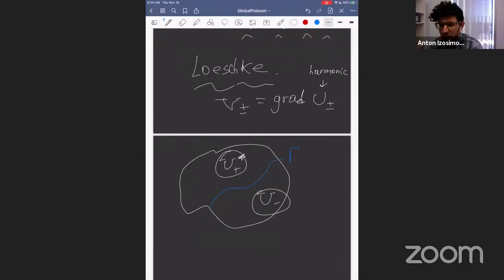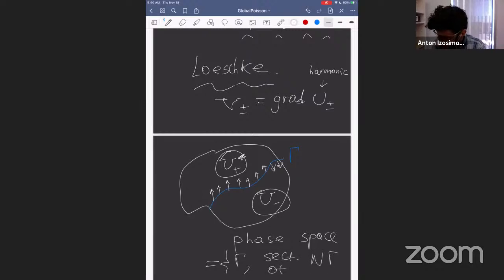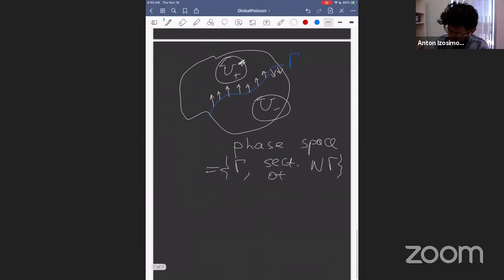So here, we do not really need to specify U plus and U minus, but what we do need to specify is a section of the normal bundle to gamma, and that's the phase space. So the phase space here consists of pairs: a hypersurface and also a section of the normal bundle to that hypersurface. And this section is not arbitrary because we have the incompressibility condition in terms of this section. It becomes a kind of zero mean condition. Because we have a volume form on the manifold, the section can be integrated over gamma, and that should result in zero. So that's the phase space.